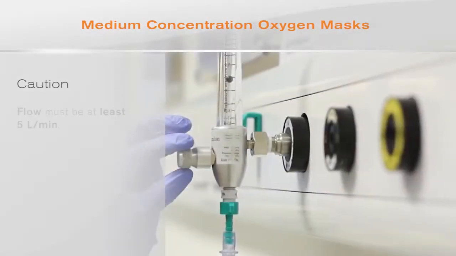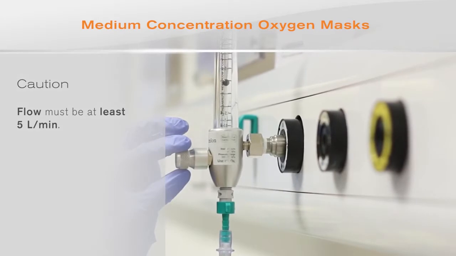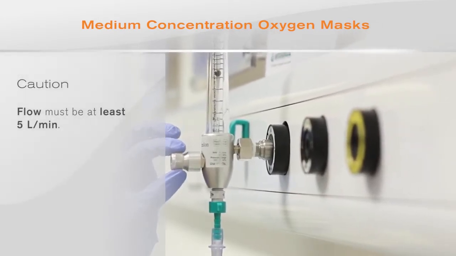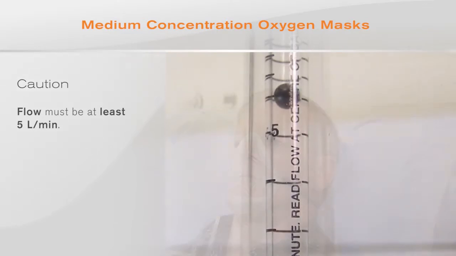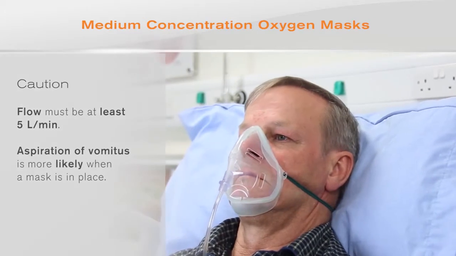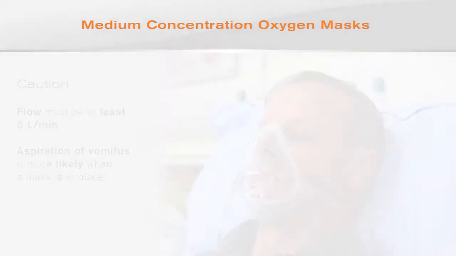Caution must be taken when using these masks to ensure that the flow is at least 5 litres per minute to wash carbon dioxide out of the mask and prevent rebreathing. Aspiration of vomitus is also more likely when a mask is in place.